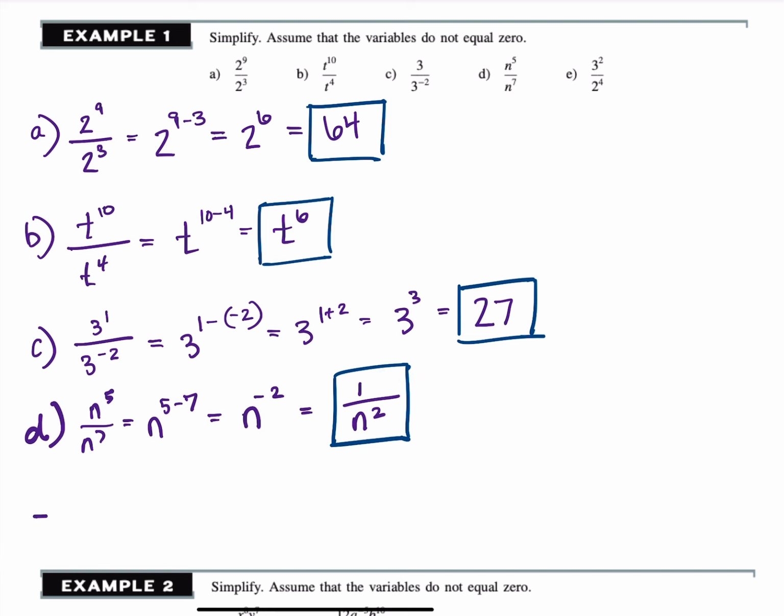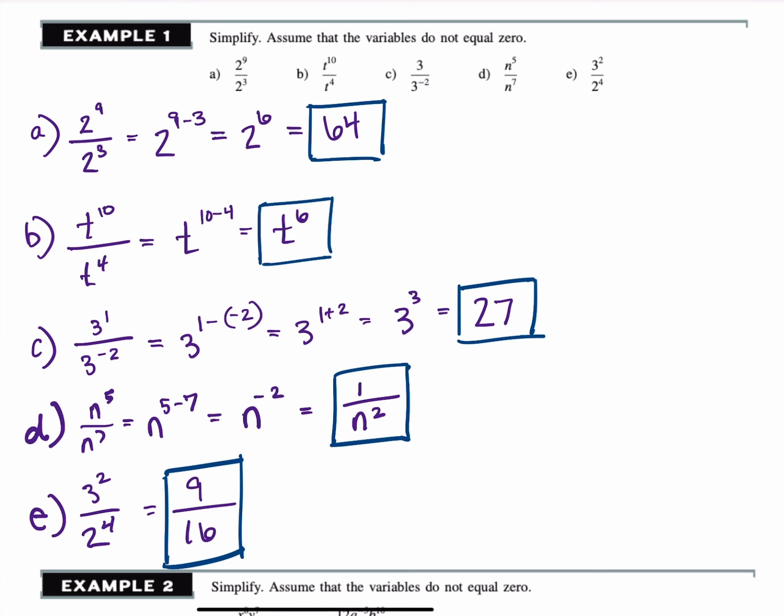And then part E, we have 3 squared over 2 to the 4th power. So in this case, the bases aren't the same, so we can't apply one of these particular rules. We'll just have to evaluate this. 3 squared is 9. 2 to the 4th power is 16. So this rule only applies when the bases are the same, and that's what we had with our 4 previous examples here.